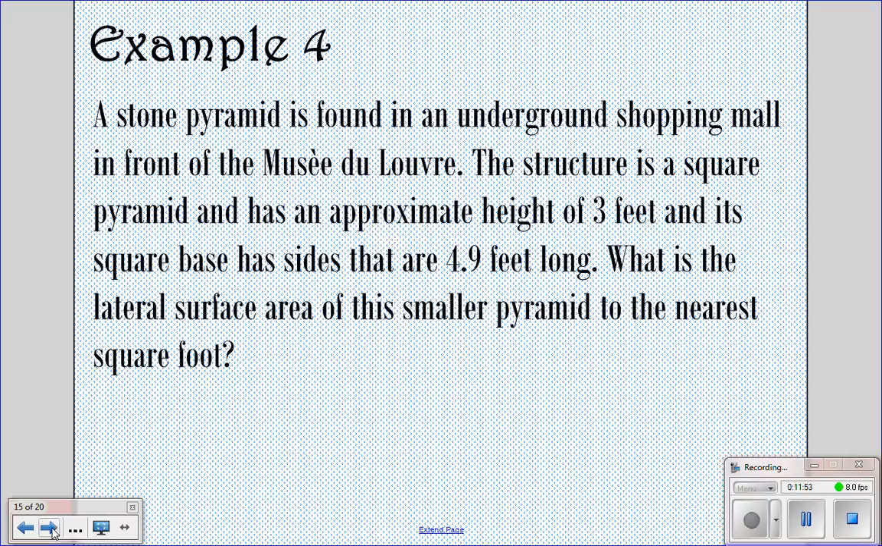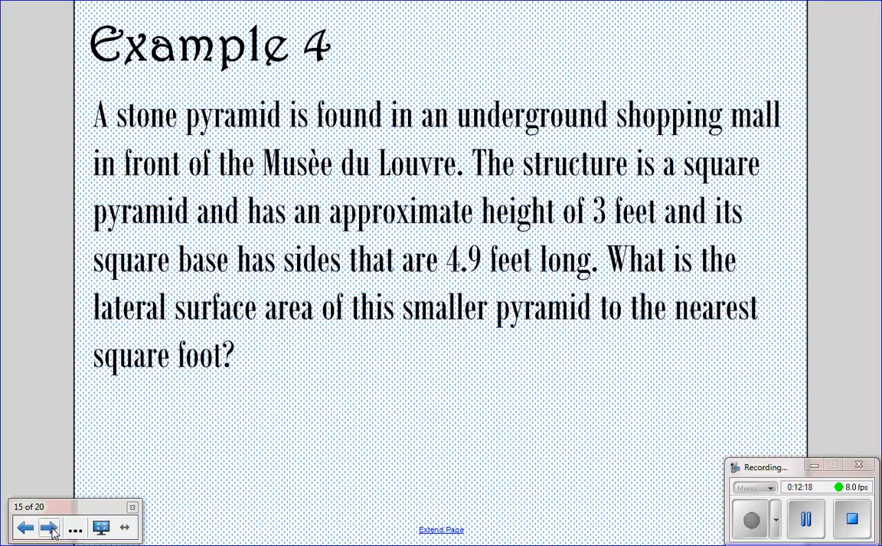Looking at the next example, we have a stone pyramid found in an underground shopping mall in front of the Musée du Louvre. The structure is a square pyramid and has an approximate height of 3 feet, and its square base has sides that are 4.9 feet long. What is the lateral surface area of the smaller pyramid to the nearest square inch?